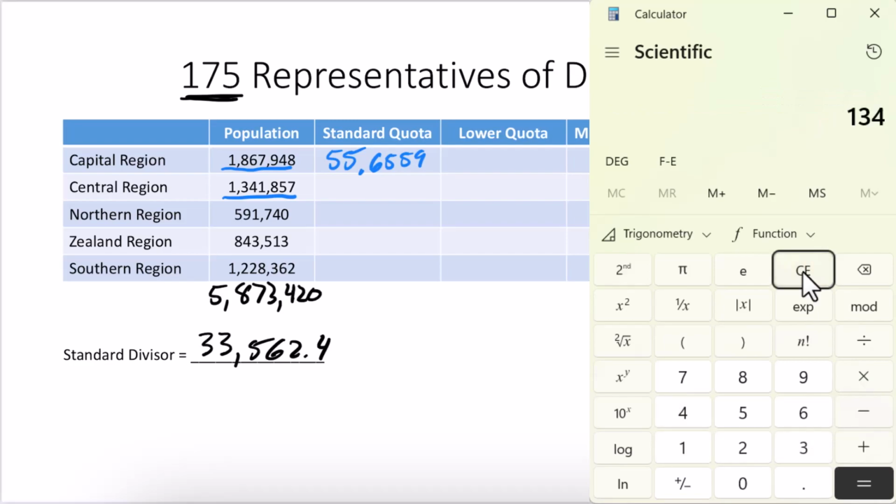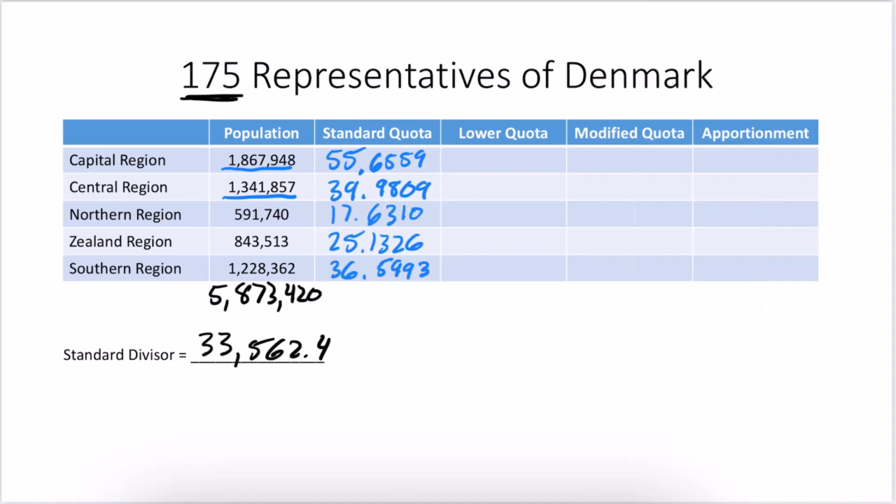Then I'll do the same thing for the central region. So I have 1,341,857 divided by 33,562.4. And that gives me the decimal 39.9809. Then I'll do this for the other 3 regions as well. Once I do all of those calculations, I end up with all of these numbers. What these numbers represent is how many representatives should be assigned to each of these regions. However, you can't assign a decimal of a representative to a region because representatives only come in whole numbers.